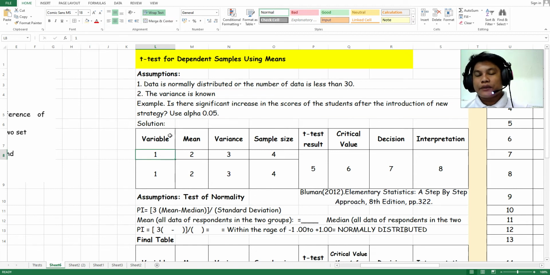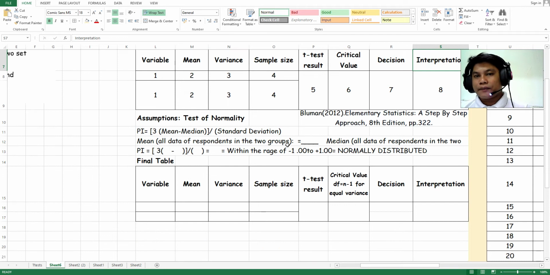Now, we are expected to identify the variable, the mean of the two groups, the variance, the sample size, the t-test result, critical value, the decision, and the interpretation.